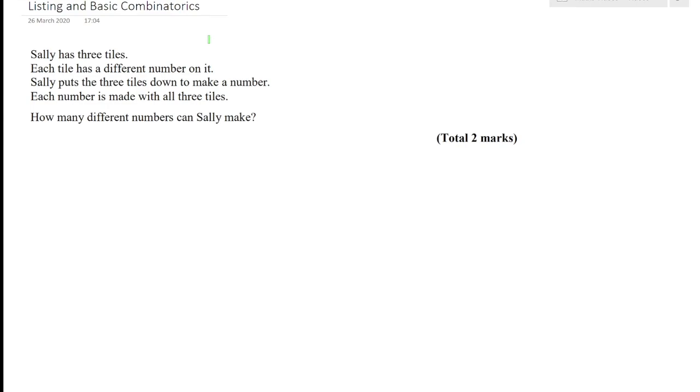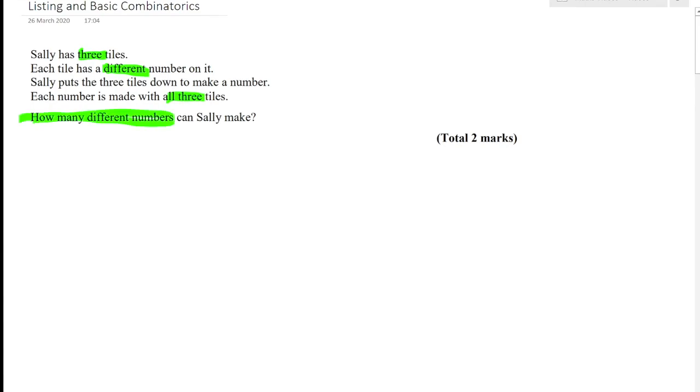As this is a question, let's go through and highlight the important information. So we've got 3 tiles. Each tile has a different number on it. That is quite important and I'll explain why later. But Sally puts the 3 tiles down to make a number. Each number is made with all 3 tiles. And we want to know how many different numbers.